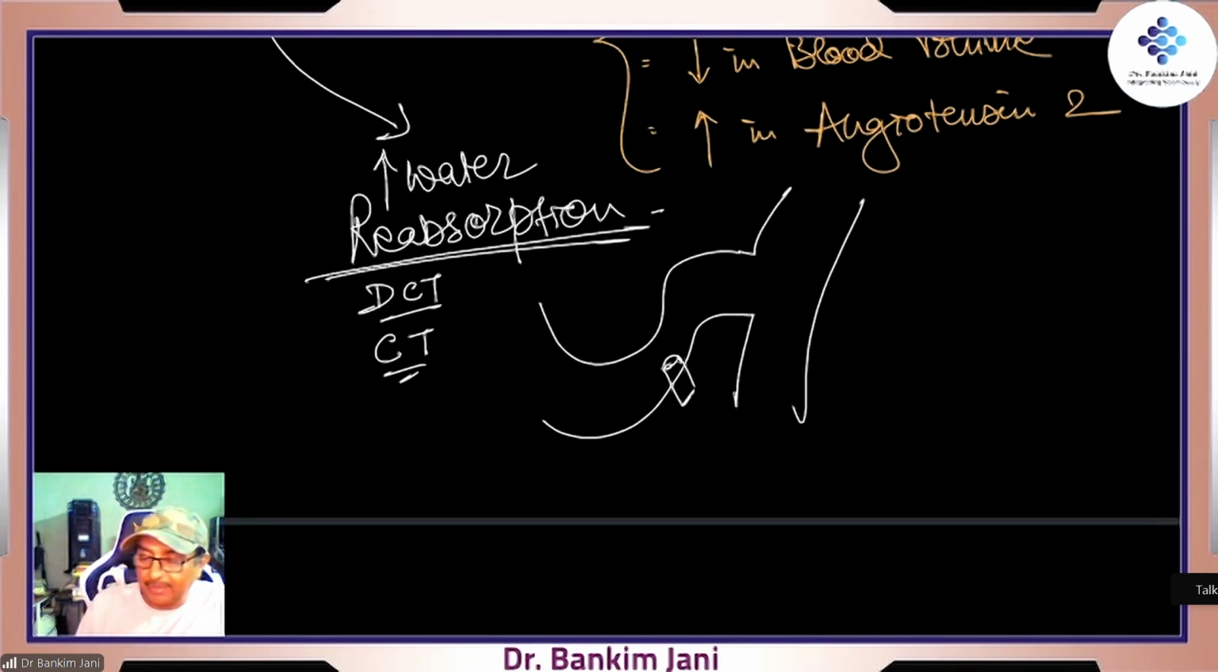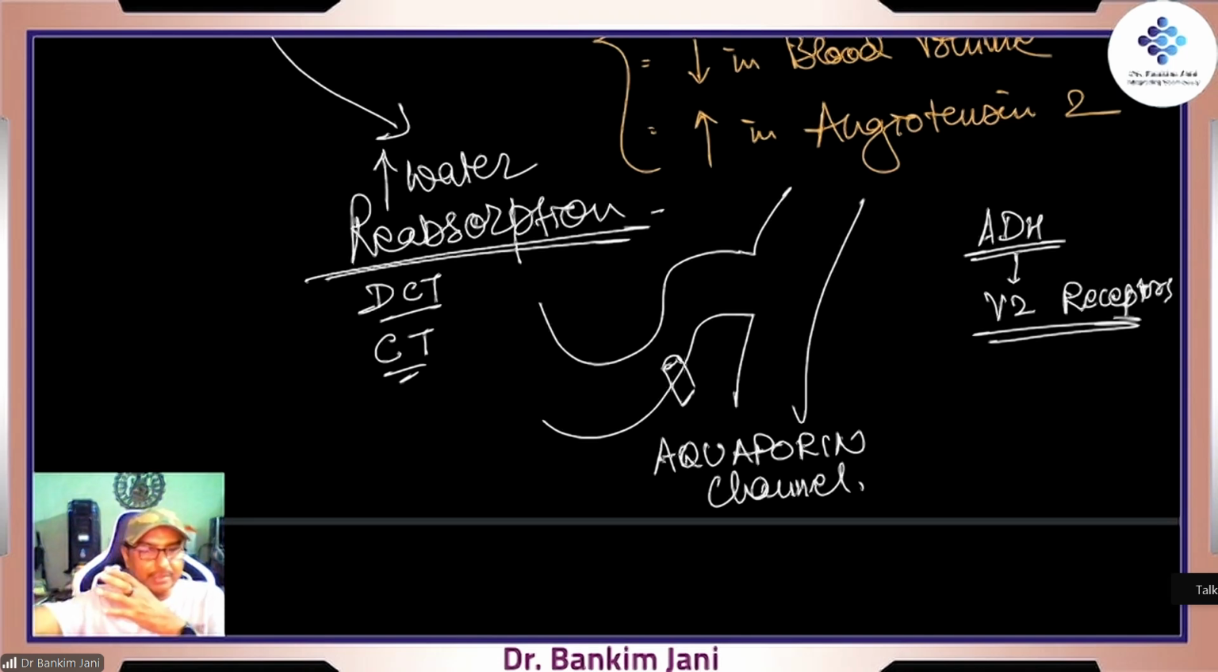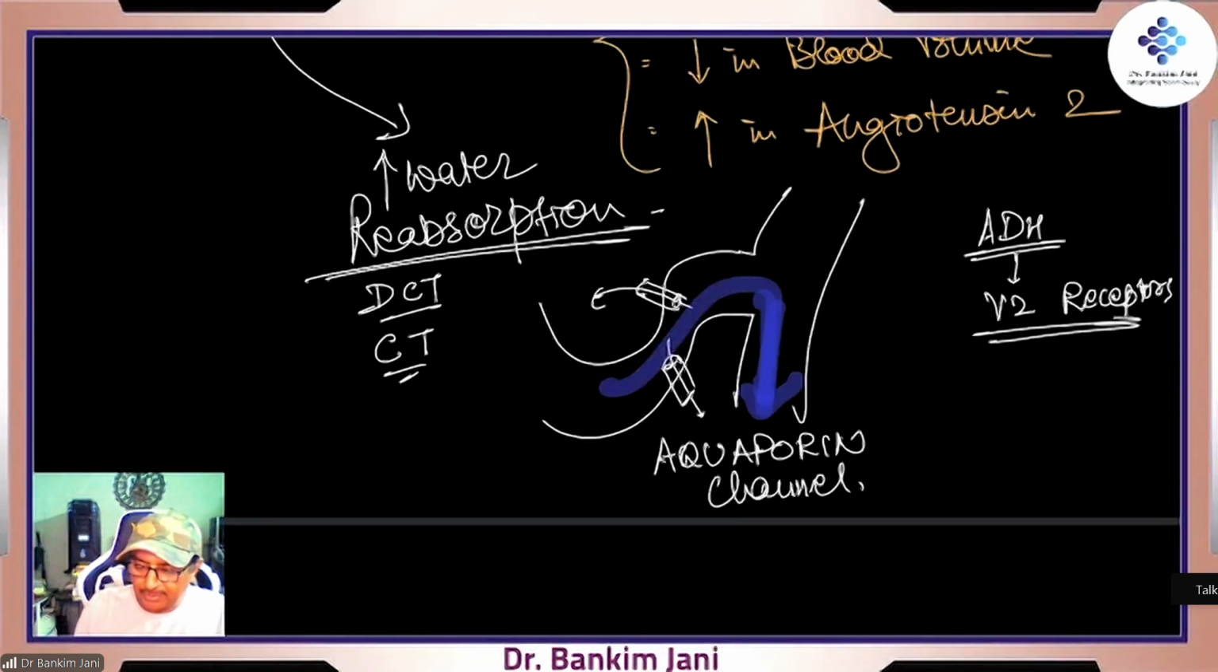So our antidiuretic hormone acts on V2 receptors. Now what are these V2 receptors? These V2 receptors are very simple. There is a channel called aquaporin channels. These channels are the main channels which allow the water to come out, right? Because if the water has escaped, it will go into the urine, right? Then there is no looking back, it will go away.